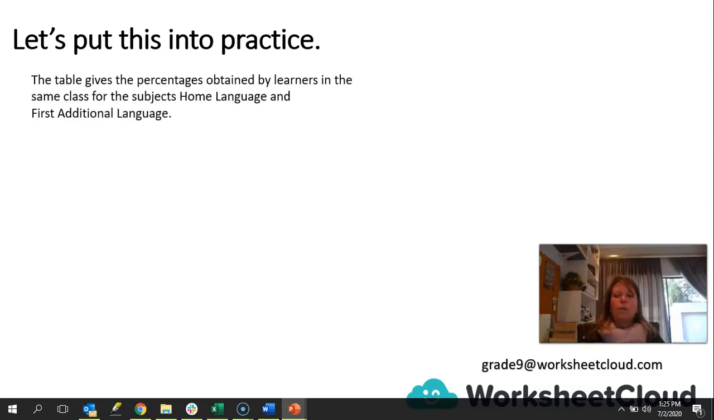Alright, so the table gives the percentages obtained by learners in the same class for the subjects home language and first additional language. Okay, so what we've done here is we can look at the table just now, but what we would have done here is taken learners and one learner's marks for home language and first additional language and plotted that. Okay, and then another learner the same thing, and another third learner the same thing.